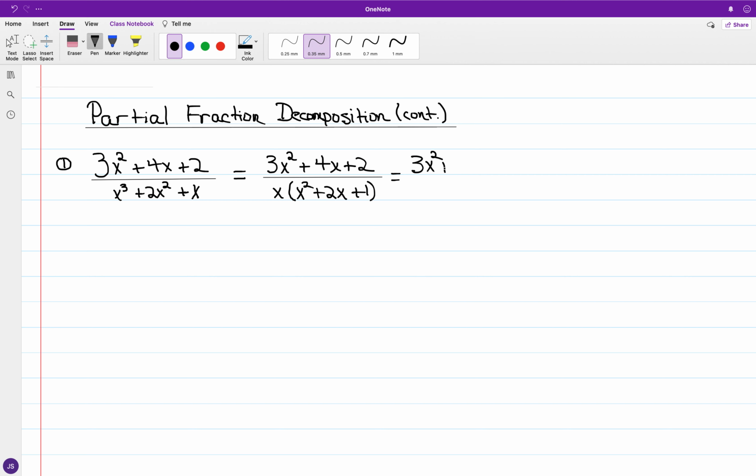So I have 3x squared plus 4x plus 2 all over x, and for x squared plus 2x plus 1, we have the binomial x plus 1 times itself. I'll put this in condensed terms. Now for x plus 1 squared, you have what is referred to as a repeating linear factor.